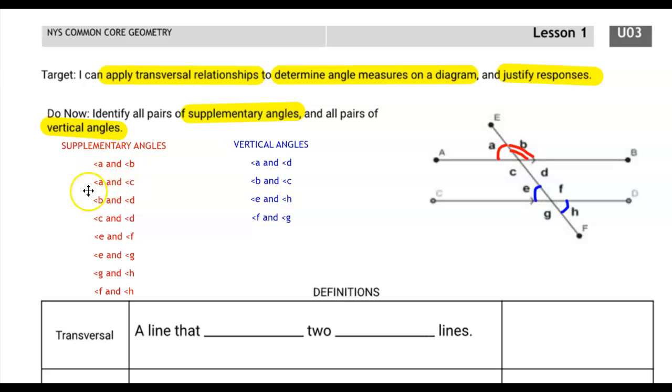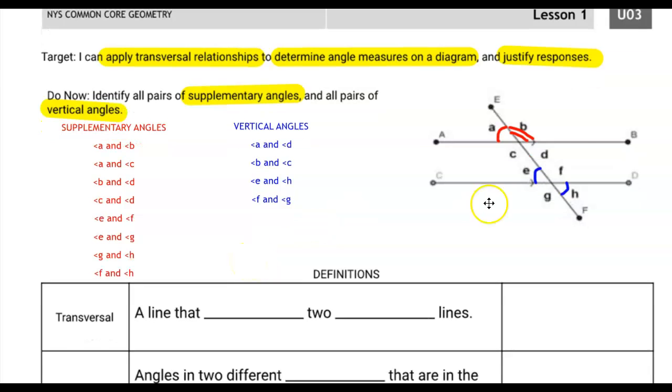Okay, you should see that there are a lot of different pairs of supplementary angles. All of the different pairs that make up a straight line can be counted as supplementary angles, like E and G, for example, or G and H. Any two adjacent angles that form a straight line are going to be considered supplementary. There are fewer pairs of vertical angles because we just have to go across each of these intersections, A and D, B and C, etc. So 4 pairs of vertical angles, 8 pairs of supplementary angles.